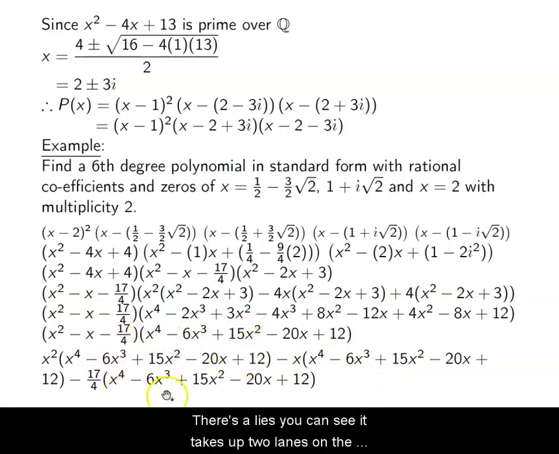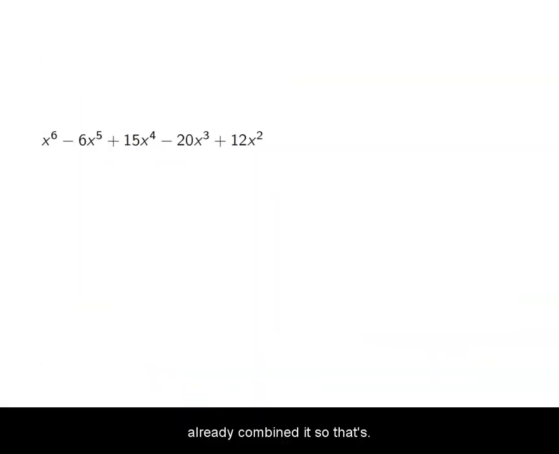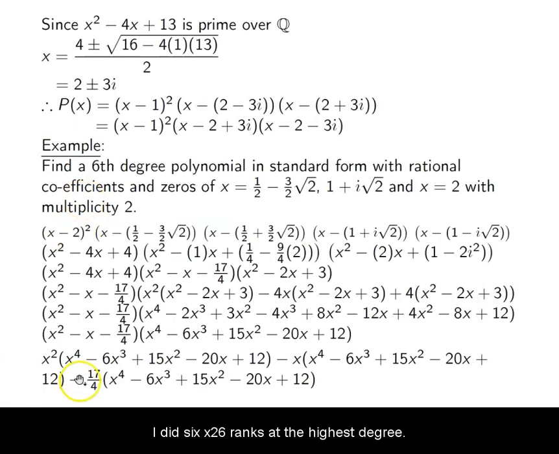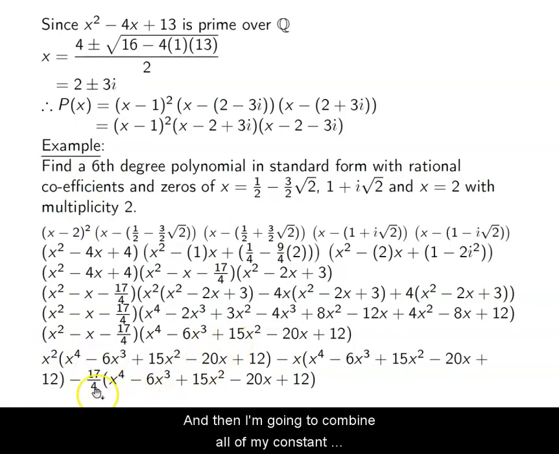There's a lot, as you can see, it takes up 2 lines. So in the next step, it's very possible that I write it all out and have already combined it. So let's see. Okay, I did x to the 6th, right, because that's the highest degree, and then I'm going to combine all of my constants, right? So just so that we're clear, the only constants I have is 17 over 4 times 12, okay, because everything else will be multiplied times either x squared or x.